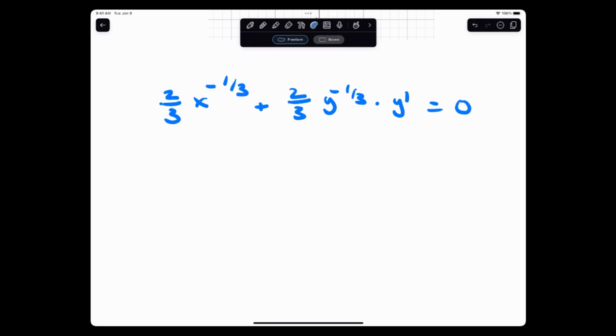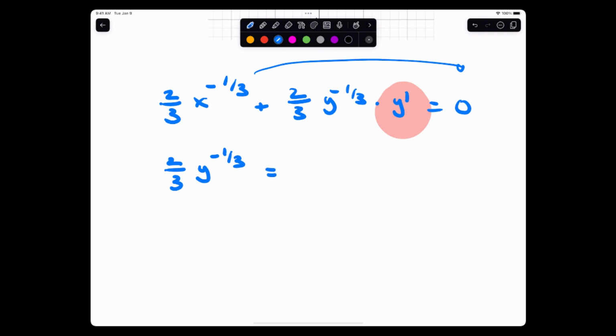Okay, so just doing a little bit of algebra here. That's 2/3. Well, let's do it this way. Let's remember here, we're going to have to solve for what? Step 2, solve for y prime. So you can subtract that term from both sides, and you get now what? 2/3 y to the minus 1/3 becomes negative 2/3, and I think I need a y prime.